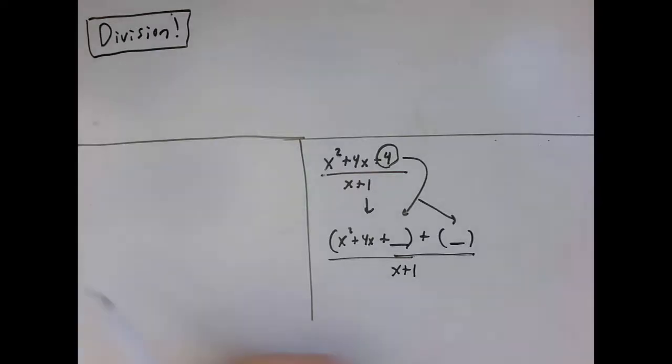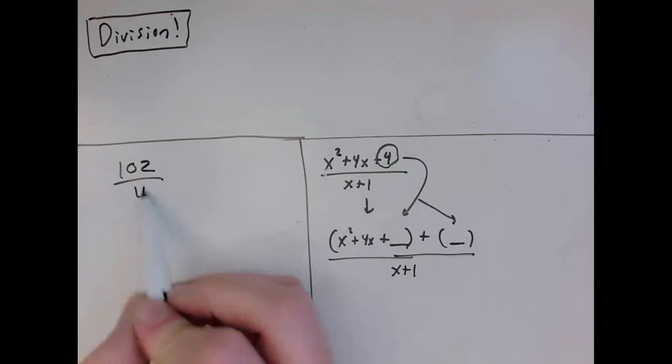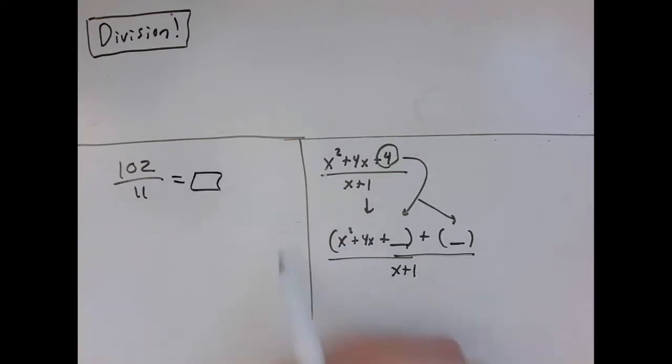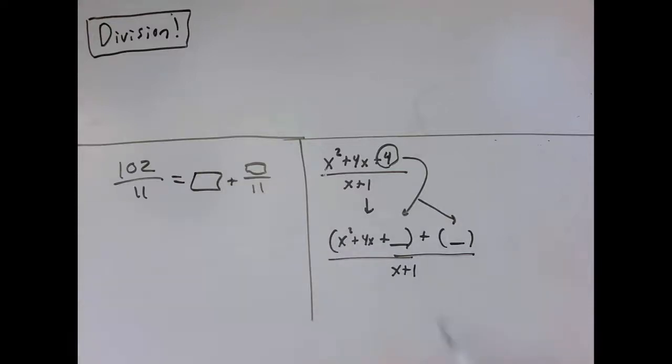Remember that for integer division, you can have literally anything divided by anything, and it's going to give you an integer solution plus some remainder. And the same thing is true for polynomial division. You can have any polynomial divided by another polynomial, and it's going to give you, as a result, a polynomial solution plus some type of remainder. And that's what we want to try and narrow in on: how can you think about that?